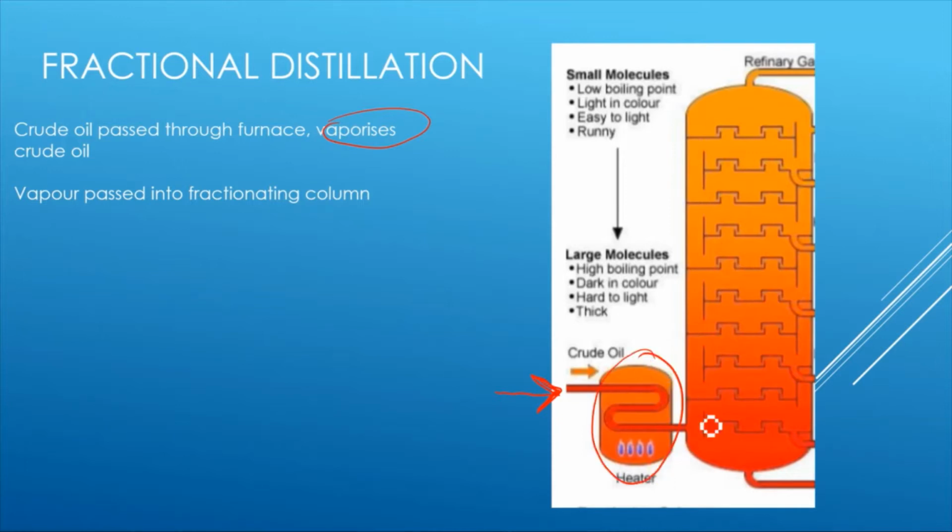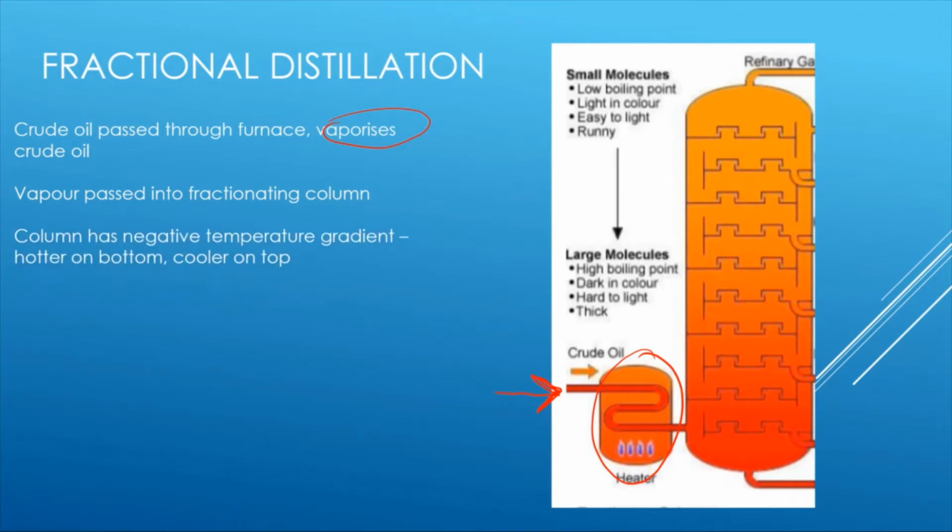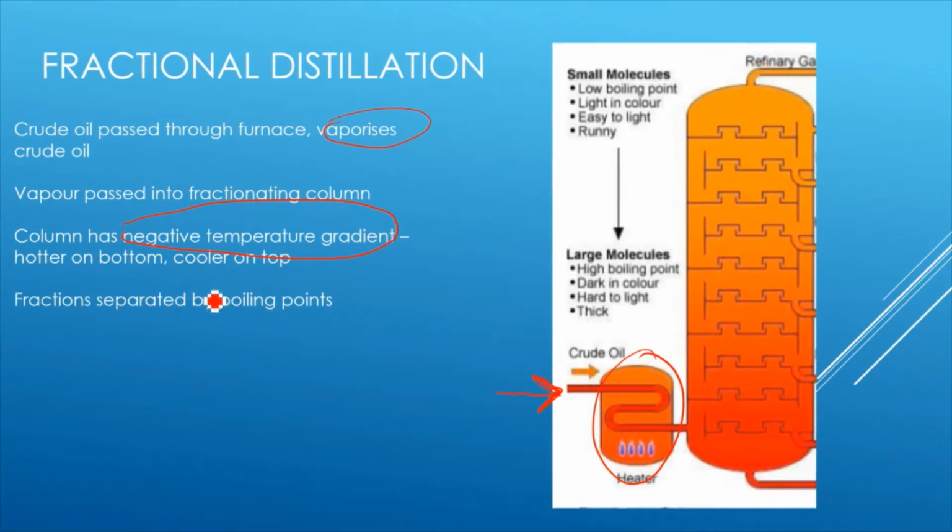So from the furnace, it's passed into the big fractionating column, and the column has a negative temperature gradient. What this means is it's hotter near the bottom and cooler on the top. So at the bottom it would have the highest temperatures, and as you keep going to the top, the temperatures would start to cool, and right at the top it would have the coolest temperature. So the fractions are separated by their boiling points.